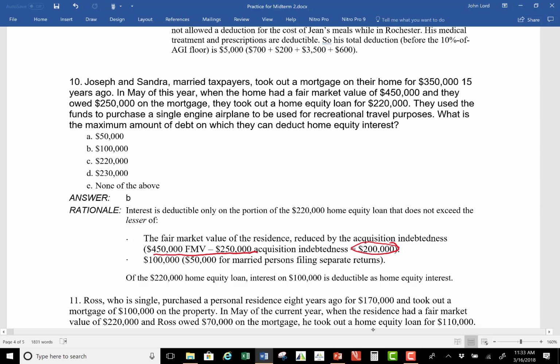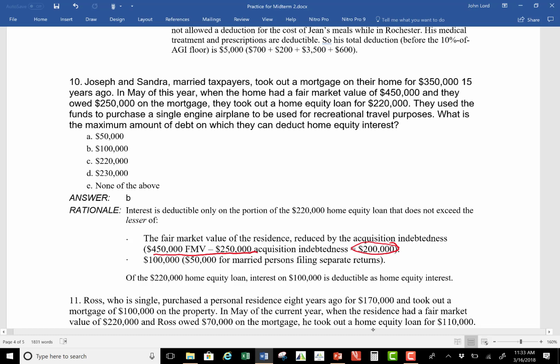Okay. They used the funds to purchase a single-engine airplane. That sounds very risky to me. I'm like, okay, don't do it, guys. We read about people all the time in these single-engine airplanes, but go ahead. To be used for recreational travel purposes. What is the maximum amount of debt on which they can deduct home interest?